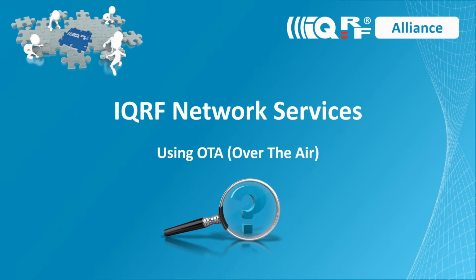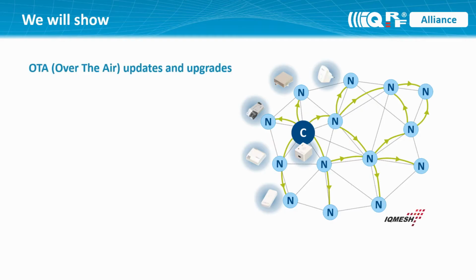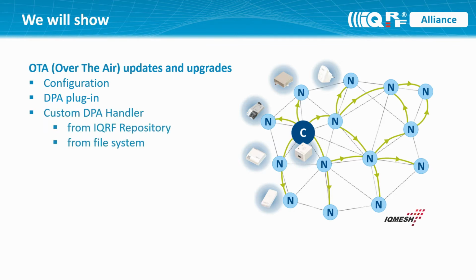Hi, this is Jan with IQRF, and in this video we'll show you how you can modify your device configuration, update software such as DPA plugins, custom DPA handler, or even upgrade an IQRF operating system using an over-the-air feature in an IQRF network. You will use this mechanism, for example, if you need to change your password for security reasons or other configuration parameters throughout your network, or if you want to update your software for better functionality.